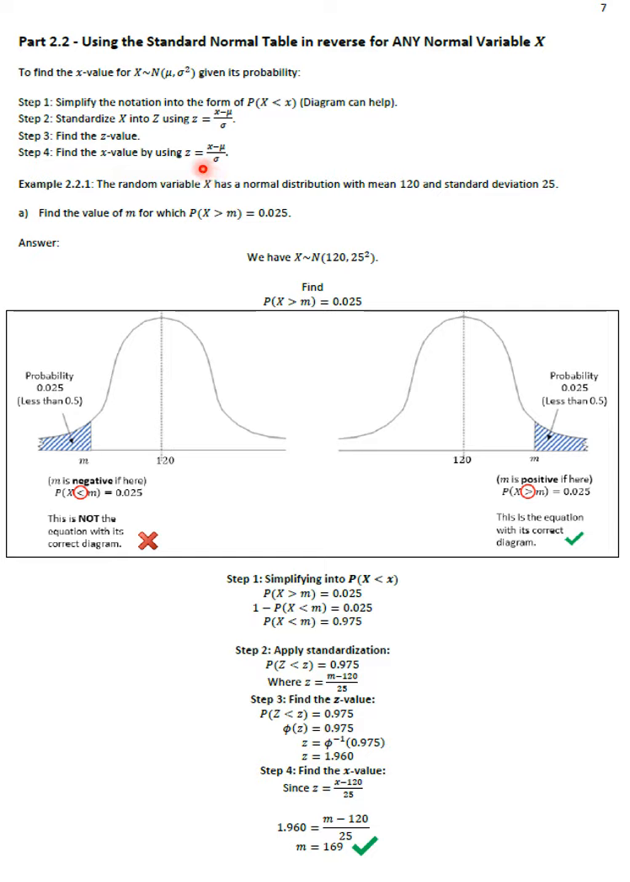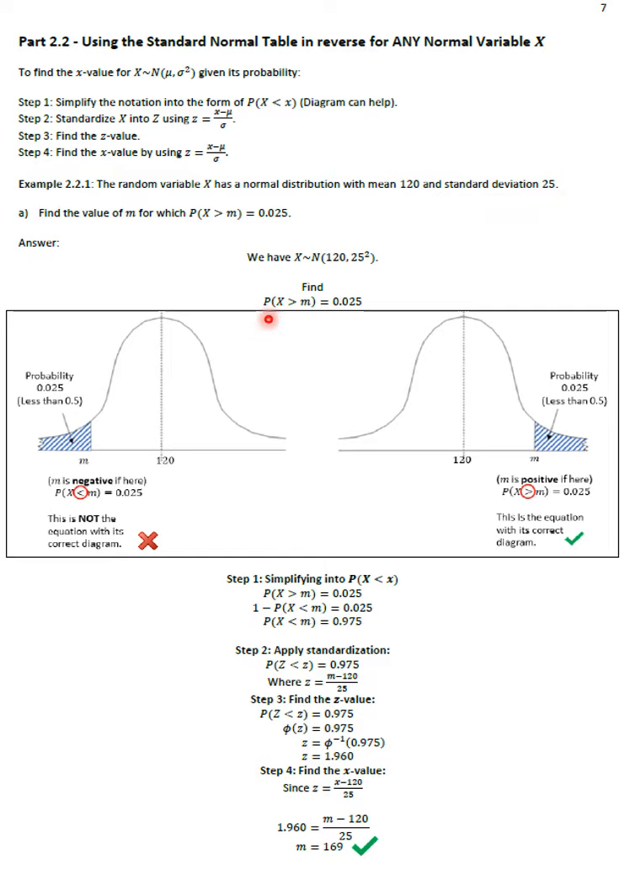You just need to do some kind of standardization. So we have lots of examples that you can follow for the second part, but I will only do the first one for you. Okay, so example 2.21. The random variable x has a normal distribution with mean 120 and standard deviation of 25.